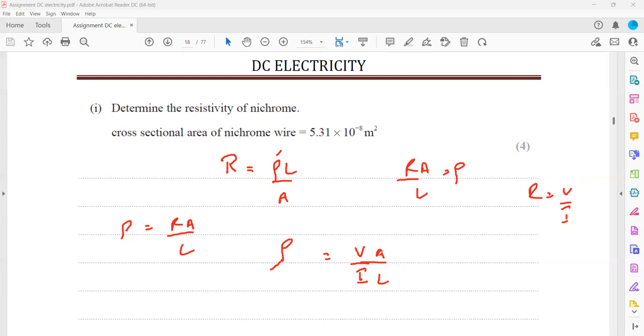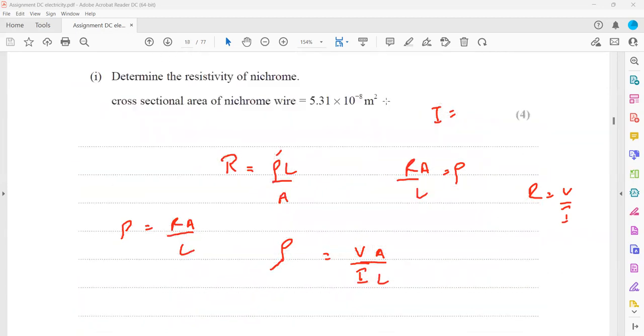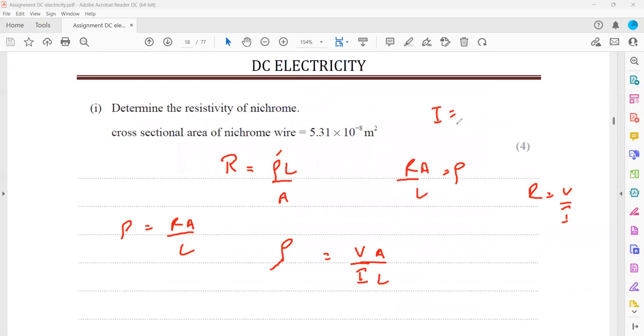Now, the student kept the current the same. As you can see, the current she kept at 0.2 ampere. So the current does not change. That remains 0.2. So I can also write V divided by L equals A into I, like V into A divided by L into I. How to get V divided by L? Basically, it's a ratio of voltage and length. Area is there, current is there, so V divided by L.